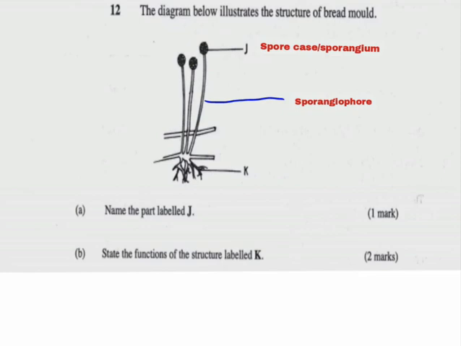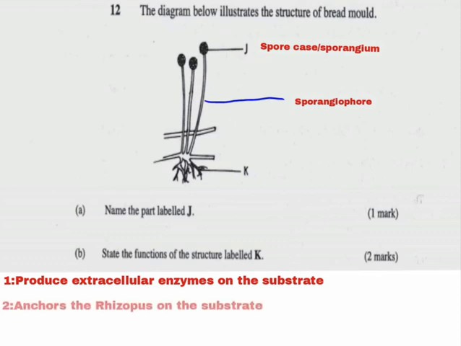Then as for B, it is saying, state the functions of the structure the body decay. This part here is called the rhizoid. They are just asking us to give the functions of this part. The first one is to produce the extracellular enzymes. Apart from that, it also anchors the rhizopus on the substrate.